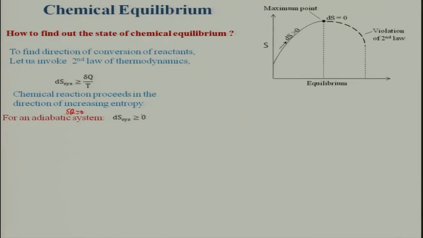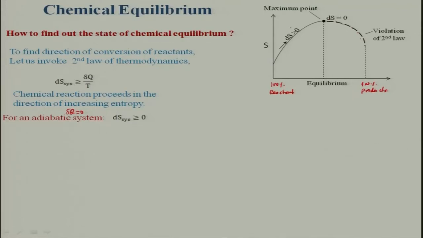Now, if you look at that pictorially, change in entropy is increasing. That means the equilibrium will be achieved wherever there is no change in entropy, that is, change in entropy is equal to 0 for an adiabatic process. But if it is less than that, it is violating the second law of thermodynamics in this region, so it cannot really change. So if you look at this side, this will be 100% reactant. This will be 100% product. But in between, there will be reactant and product in equilibrium.